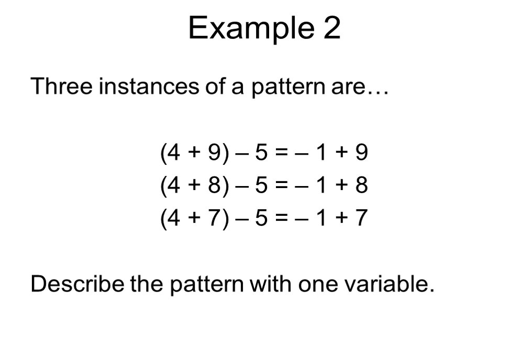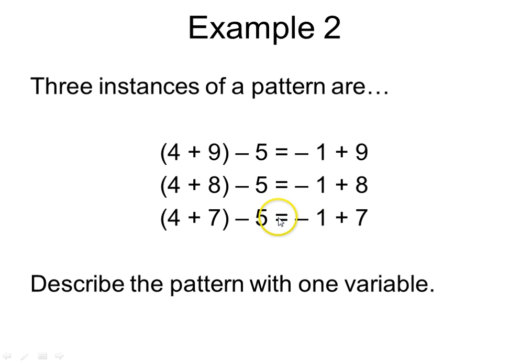Another example would be going in the opposite direction, where you're given instances and you have to come up with a pattern. So we have three instances here where we have the quantity 4 plus 9 minus 5 equals negative 1 plus 9. Same thing. And we notice here that what's changing are these values here. What's the same in all these instances: 4 appears in every single one, minus 5 appears in every single one, negative 1 also appears in every single one.